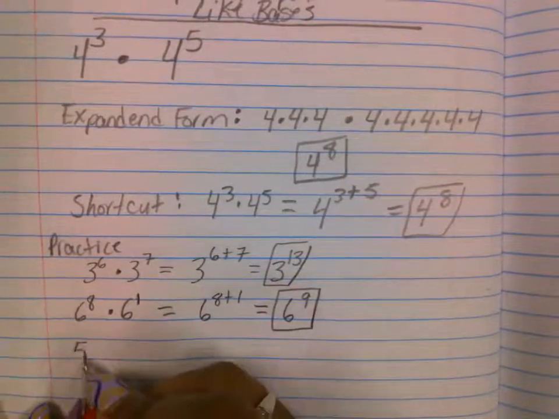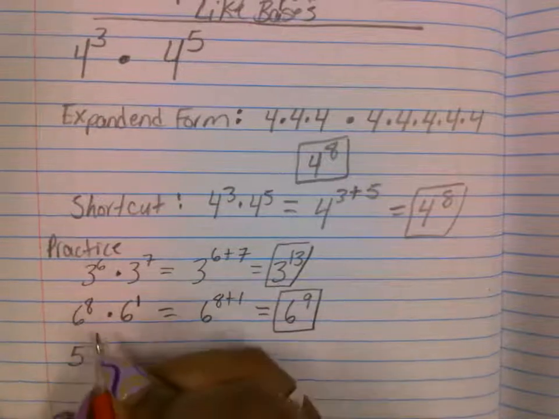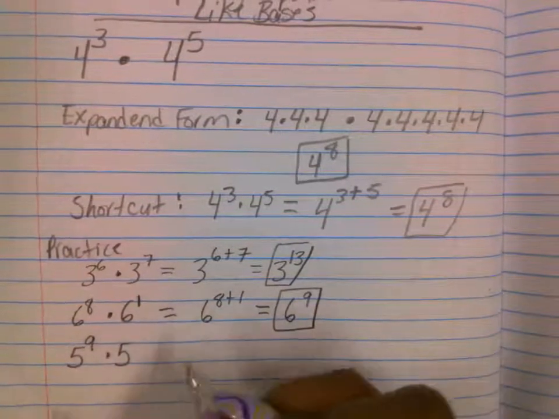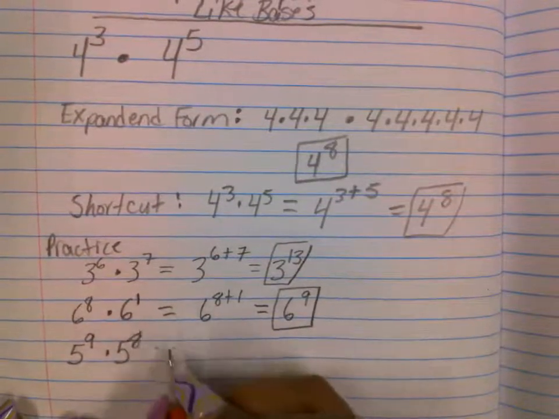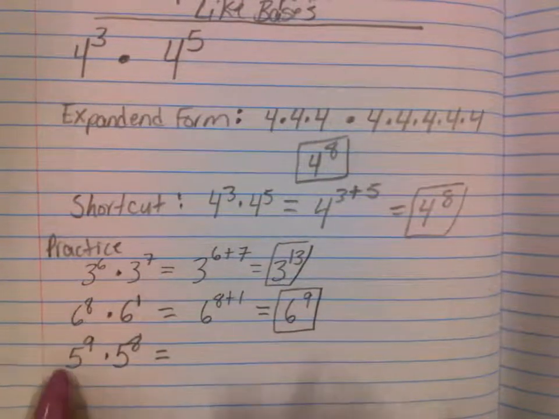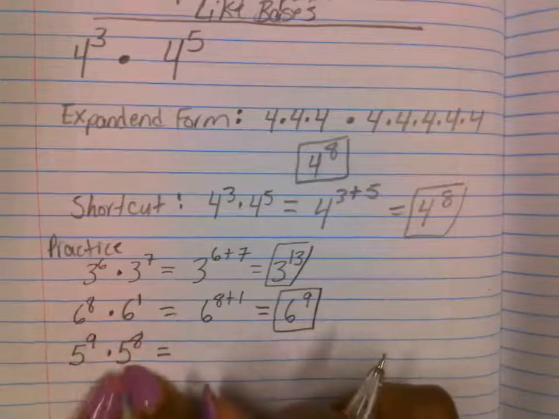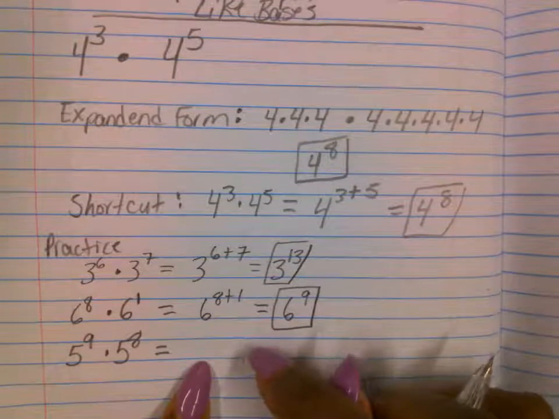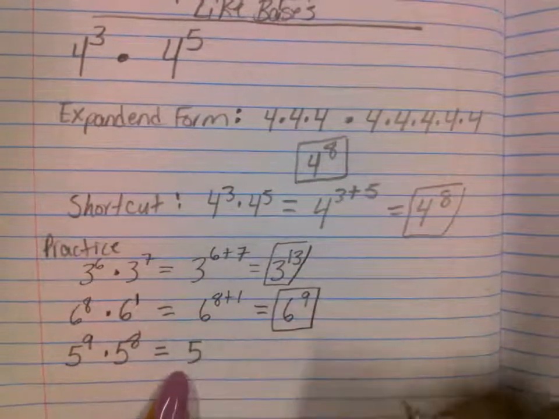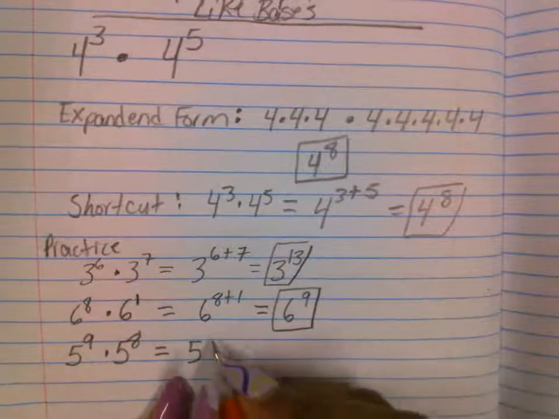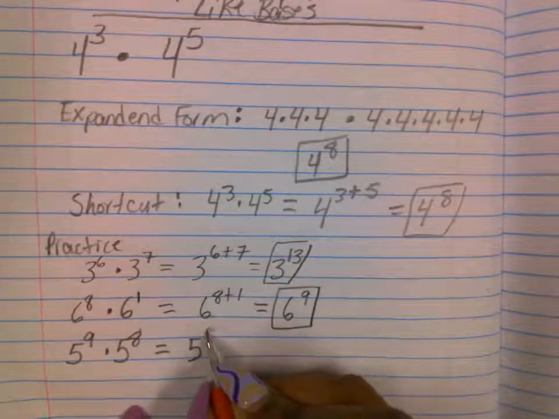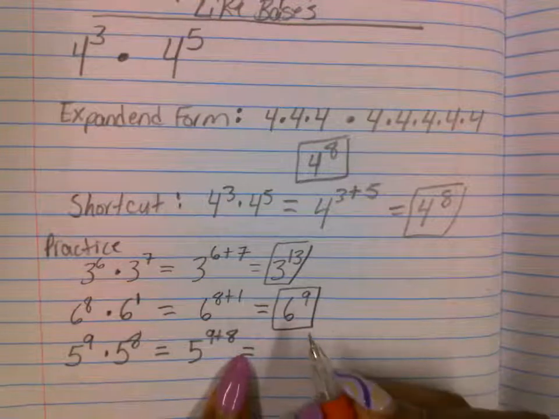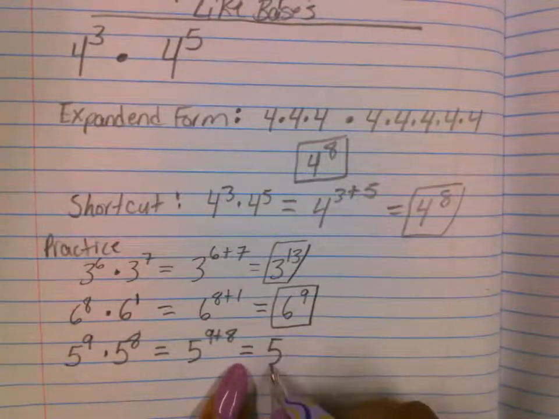Let's do 5 to the 9th power times 5 to the 8th power. 5 is being multiplied 9 times here. 5 is being multiplied 8 times here. So how do we simplify this? We're going to say 5, the base 5, and what are we going to add together? What plus what? 9 plus 8. What is our answer going to be here? 5 to the what power?